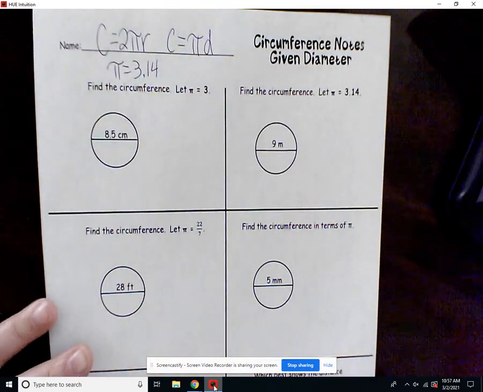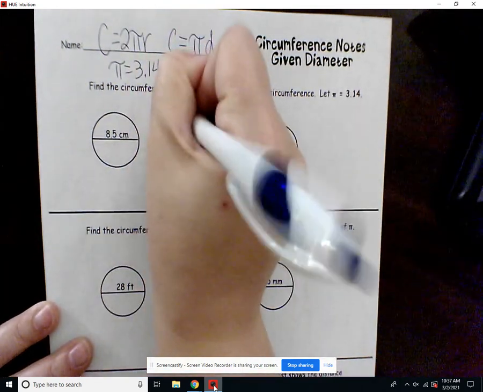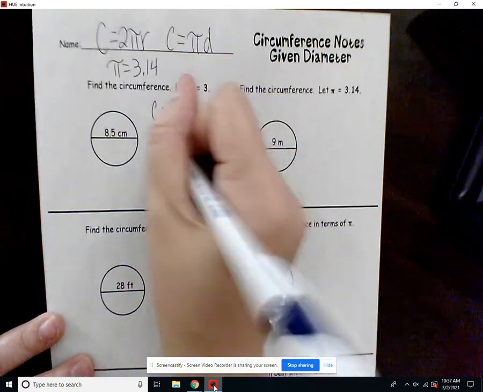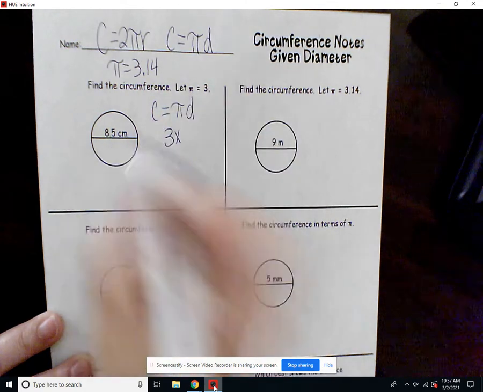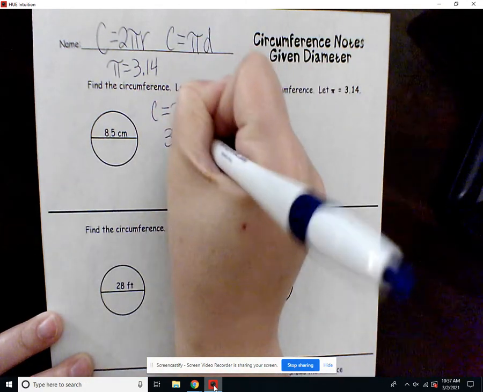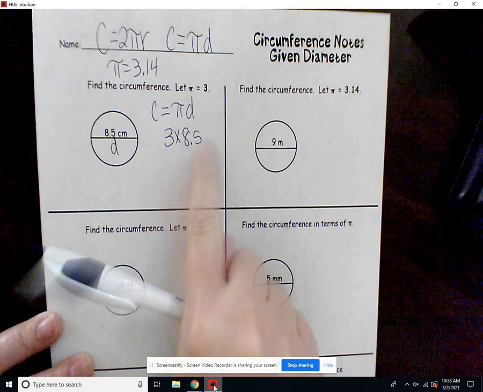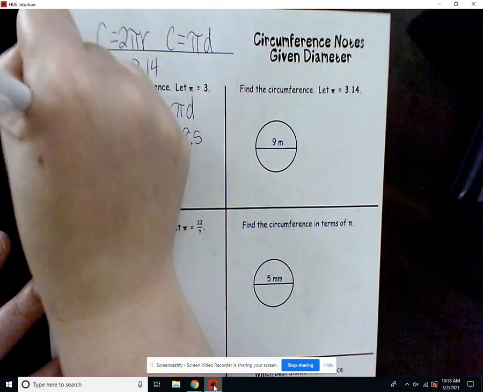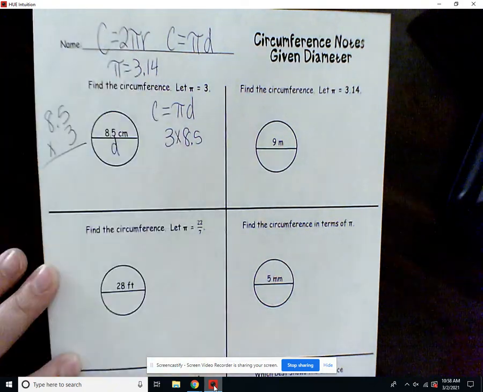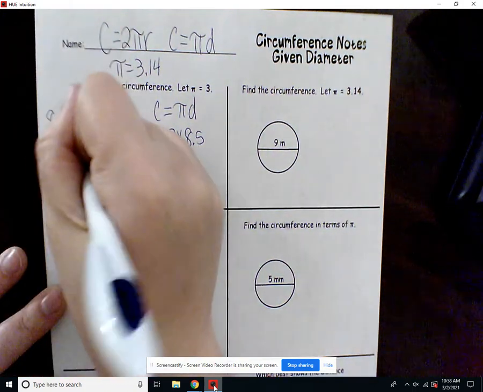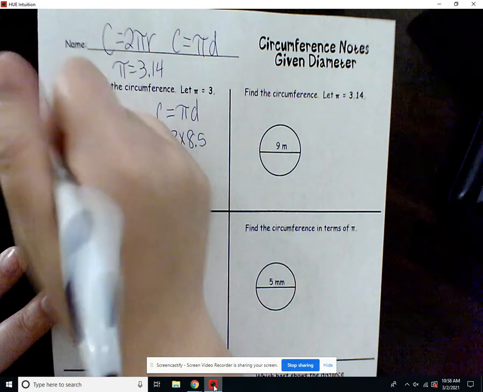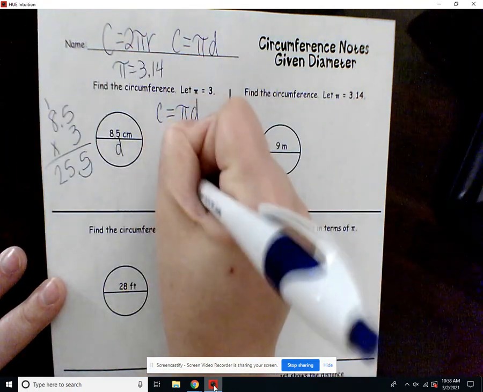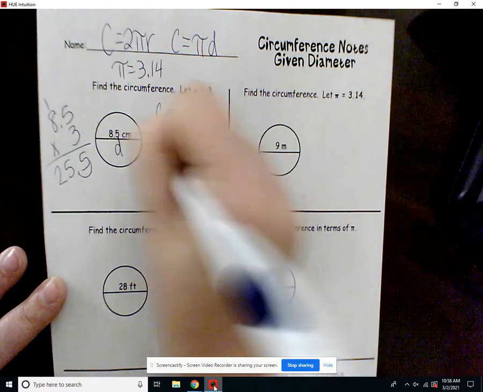Okay. So let's look at the first one. Find the circumference, let pi be 3. So for pi, I have 3. My diameter is going to be 8.5. So this one's a lot easier just because we're multiplying two numbers. We're going to do 8.5 times 3, and that's going to give us our circumference of the circle. So we get 25.5 centimeters.